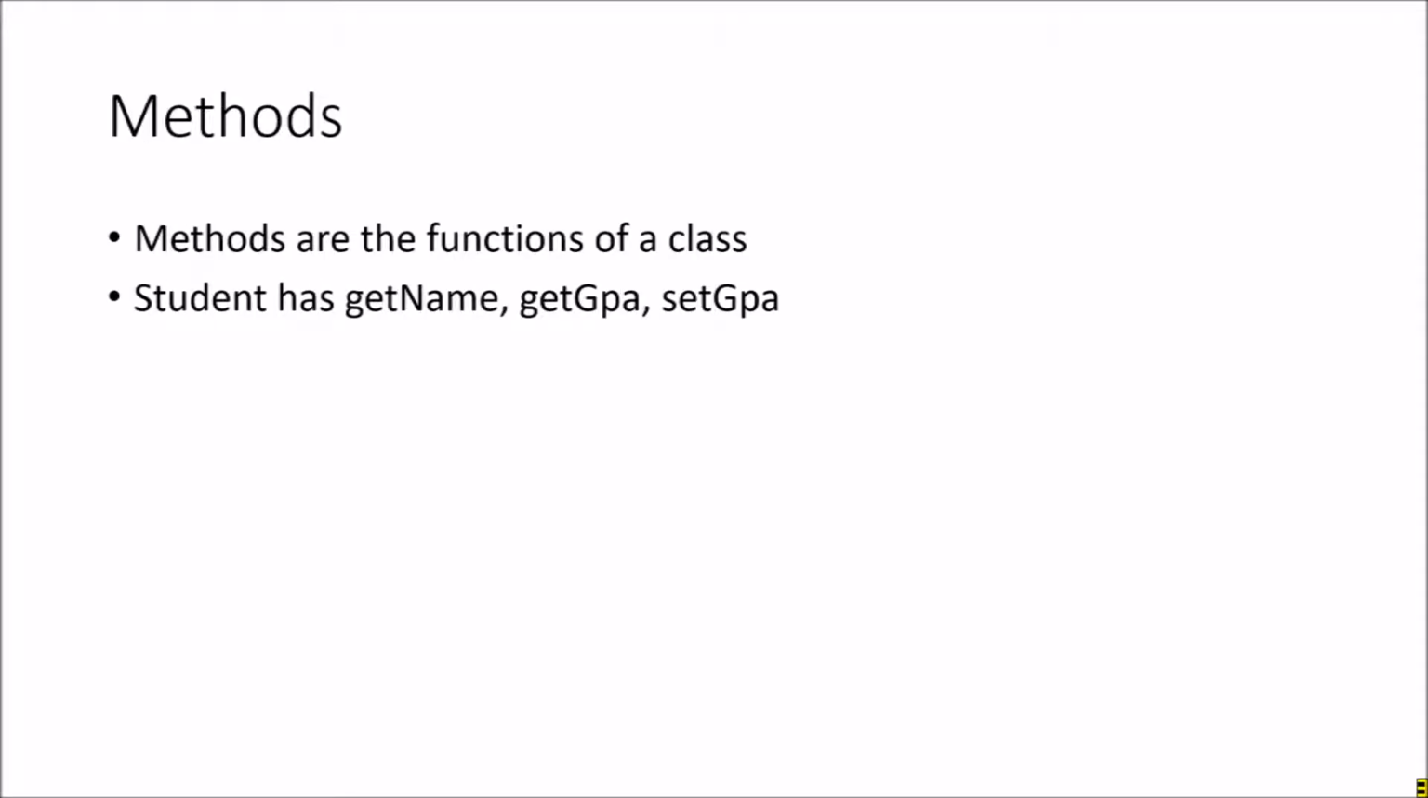Methods are just another way of saying the functions of a class. It's pretty basic. A student would have functions or methods like get name, get GPA, and set GPA. Just a bunch of getters and setters. You could have more advanced functions or methods in your classes, such as a flying object having the advance method or the draw method, so it shows up on the screen. A method's just any function of a class.